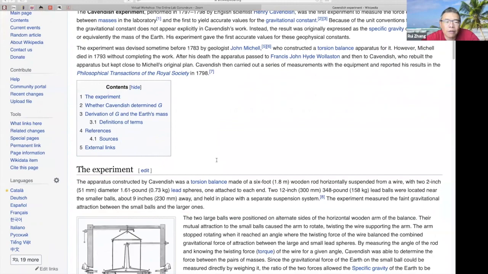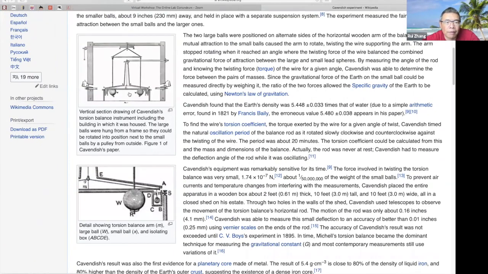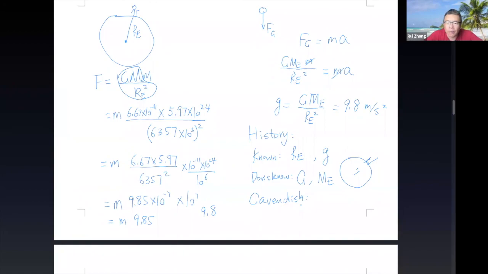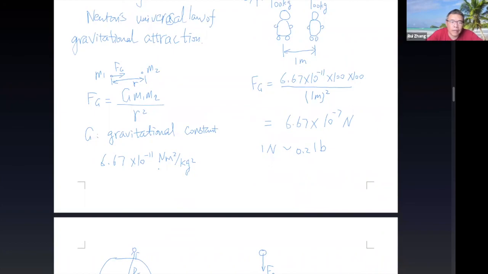But this is a very, very interesting experiment. This is the setup of the experiment. The goal of Cavendish's experiment was to measure this G here, okay? As we see here, G is a really tiny number, like 10 to the negative 11. But G is universal. For any two objects, there's going to be gravitational attraction. So G is in there for anything, right?